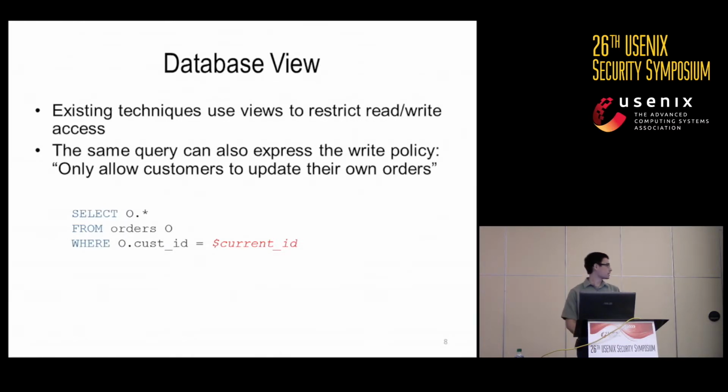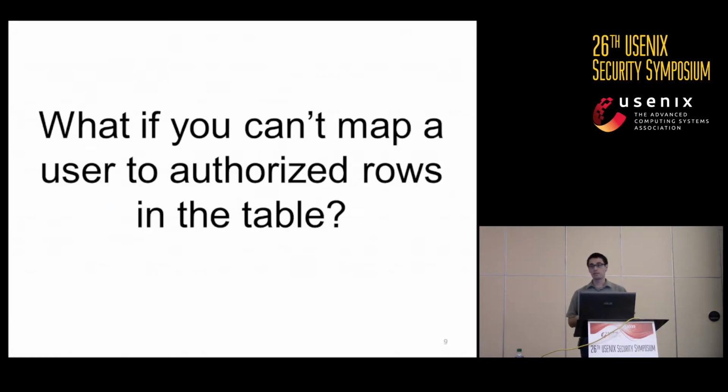You can also use this same query in order to enforce a write policy. So you might say that, well, I want it so that customers can only update their own orders. So again, you'd use this database view to enforce this. Now, notice that in order to enforce this policy, I need to have some field within the table that allows me to uniquely map a user to the rows that they're allowed to access. And the problem comes, what if I can't do that? What if there is no, for example, a user ID within that table, or the user ID isn't enough of a context in order to give me that sort of mapping?